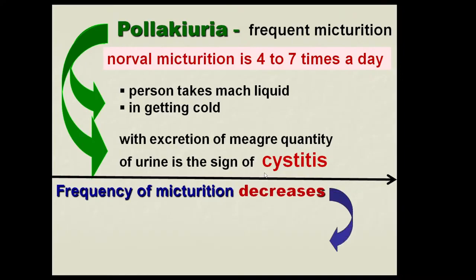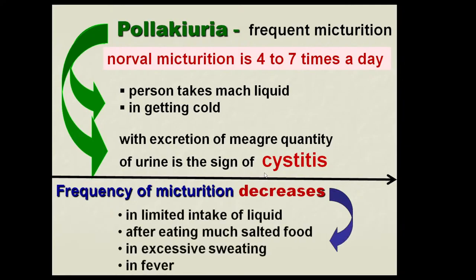Frequency of urination may be decreased. Usually, it is accompanied with oliguria, because you see it is characteristic when the patient intakes limited liquid after eating much salty food, when the liquid holds inside the body, or as a result of excessive sweating, vomiting, diarrhea, or in fever.